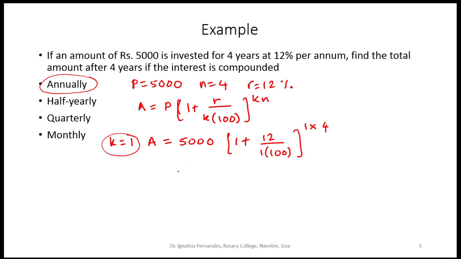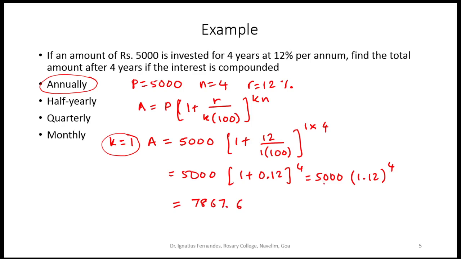Okay, so this will be equal to 5,000 into 1 plus 12 upon 100, which is 0.12, raised to 4. Or this is 5,000 into 1 plus 0.12, which is 1.12, raised to 4. I have to just use a calculator in finding this value. So 1.12 raised to 4 and then multiply it by 5000.